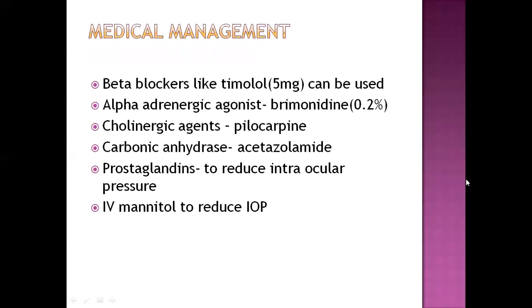Medical management can be any kind of drug that helps to reduce intraocular pressure. First of all, beta blockers. They can be used to reduce intraocular pressure. Alpha adrenergic agonists, cholinergic agents, carbonic anhydrase inhibitors, prostaglandins, or drugs like mannitol. They all have their own drug doses that one way or the other help to reduce intraocular pressure.